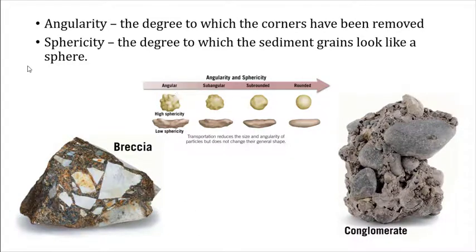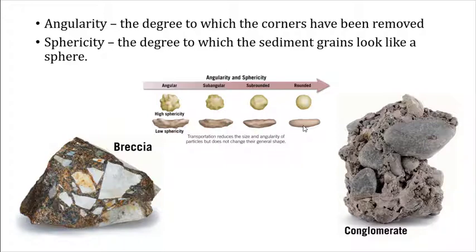The other aspect here is sphericity, which is the degree to which the sediment grains look like a sphere. Now, that is not the same thing as rounded, right? If you have a flat pebble-like thing, like you might find along the shores of a river, it could be very, very rounded, but not very spherical. This would be spherical. This would not be spherical, but it would be rounded.